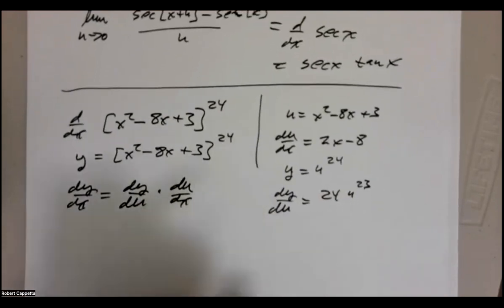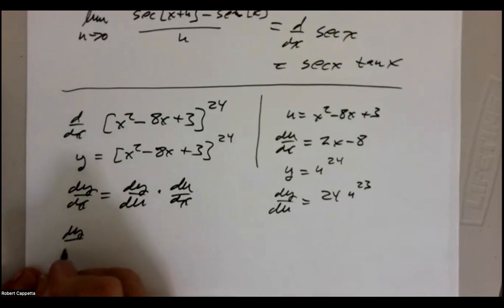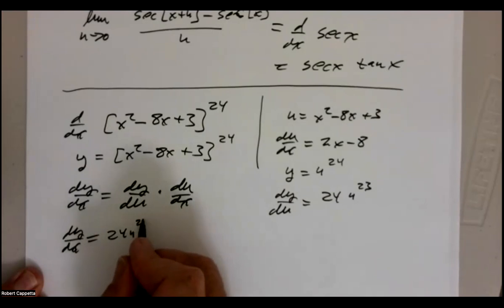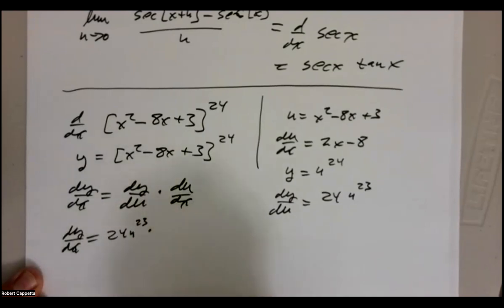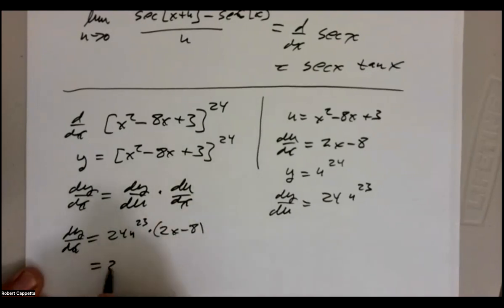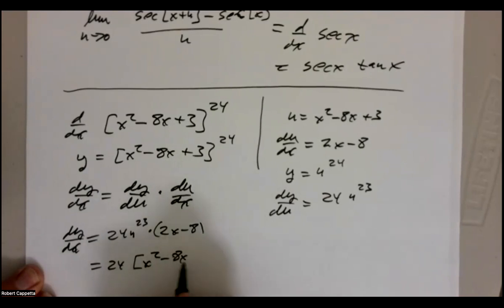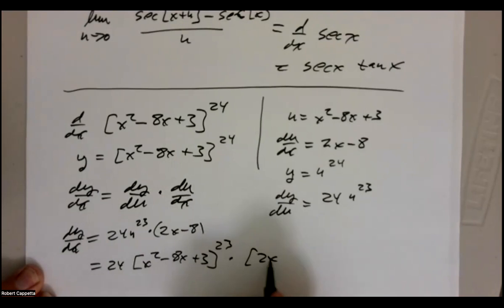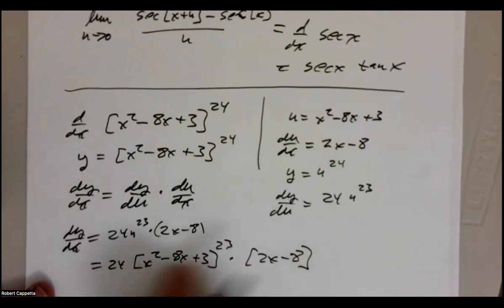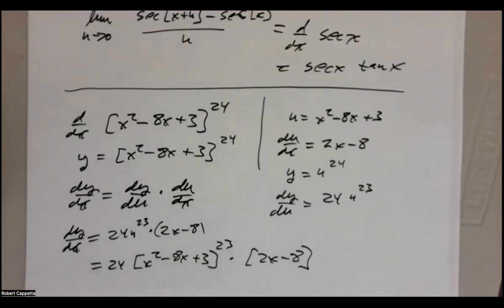Now we're ready to make our substitutions. dy/du is 24u to the 23rd times du/dx, which is 2x minus 8. What was u? u was x squared minus 8x plus 3, to the 23rd. And I am perfectly fine with you leaving it like this. You might want to distribute here, I don't need you to do that. For me, I'm perfectly satisfied with that answer.